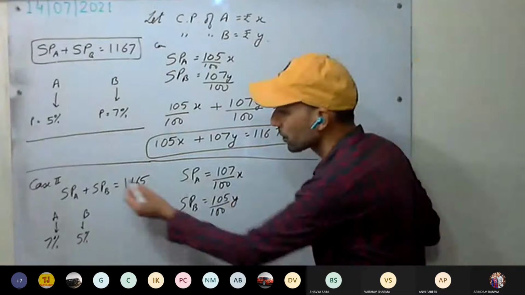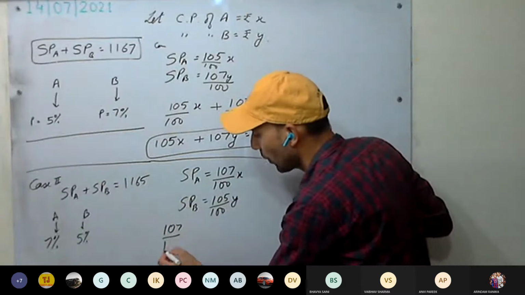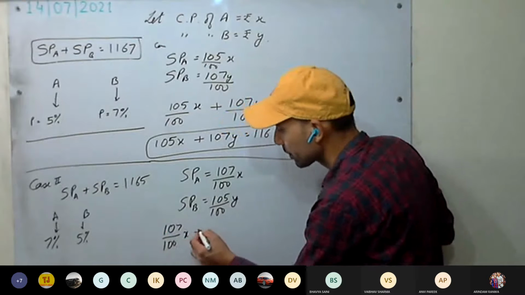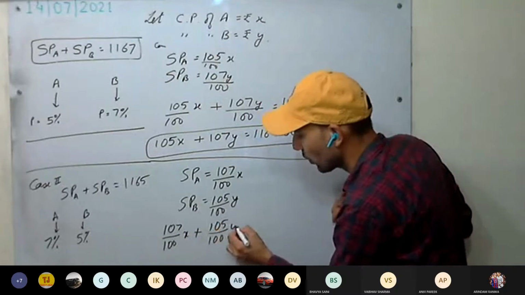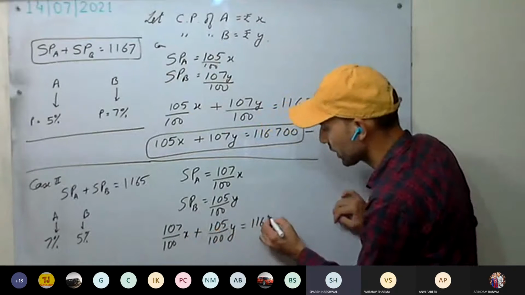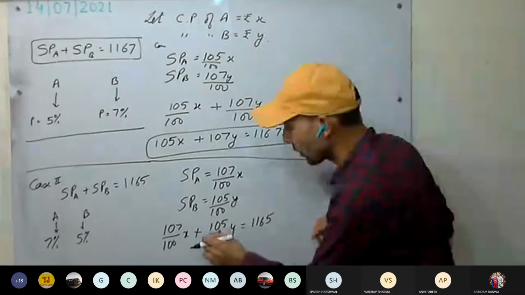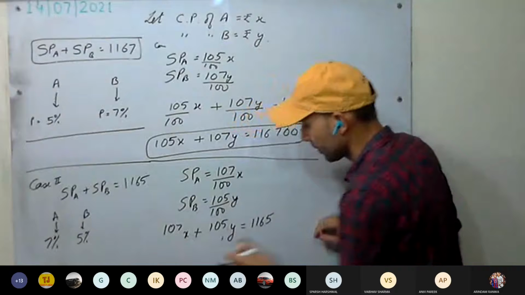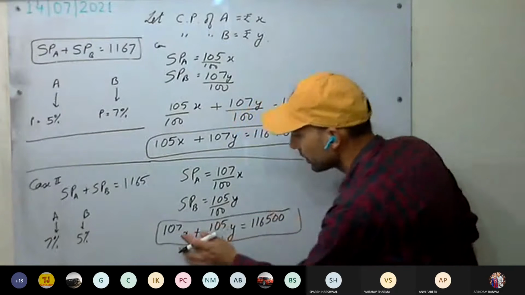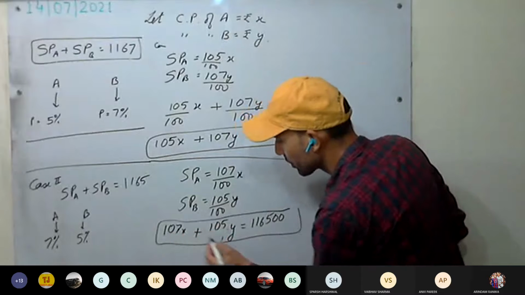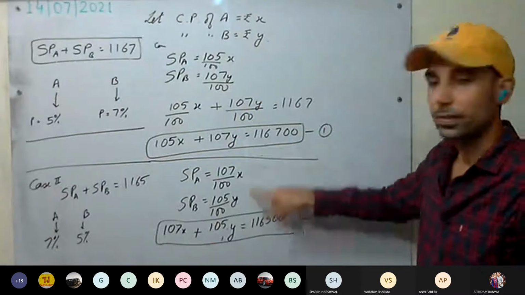Okay. Now we have to put in this equation. So it will be how much? 107 upon 100 x plus 105 by 100 y equal to 1165. Okay, this is clear. Now we multiply the whole equation by 100. Okay, this we are getting. This is our second equation.